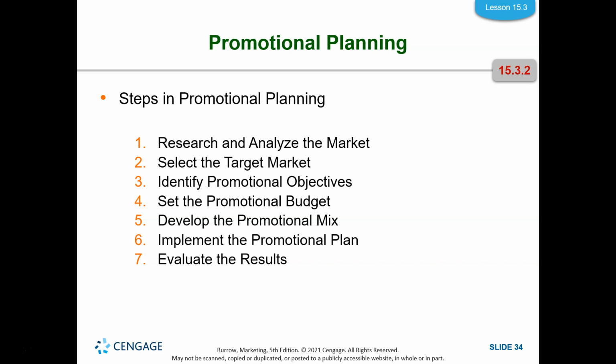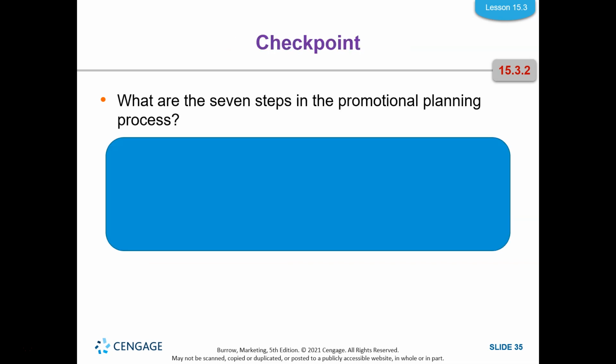A lot of people forget the last one, but evaluating the results will help you with your next promotional planning, to see what was successful and what was not. So again, pages 435, 436, and parts of 437 talk about the promotional planning in detail. And checkpoint question for this section: what are the 7 steps in the promotional planning process? I will pause now so you can access those pages in the textbook and answer the question.